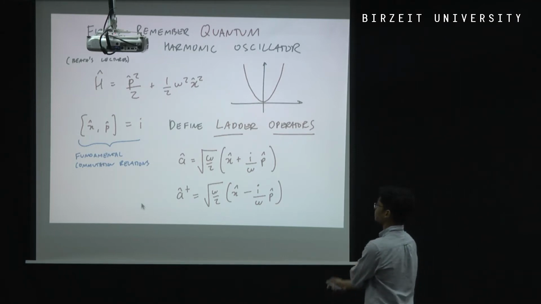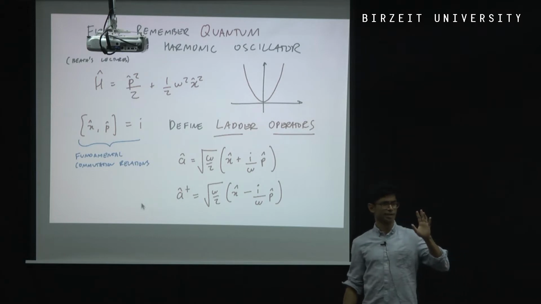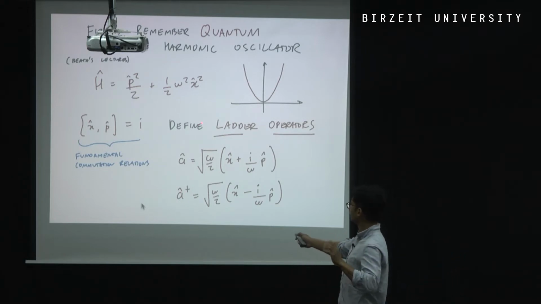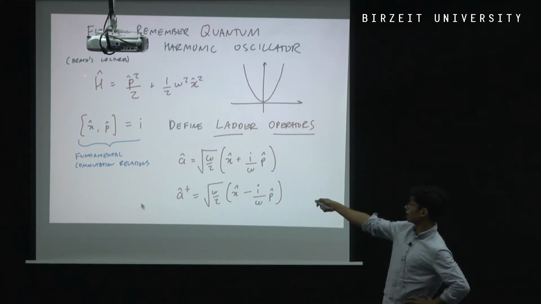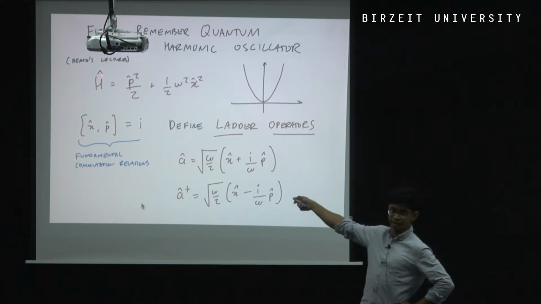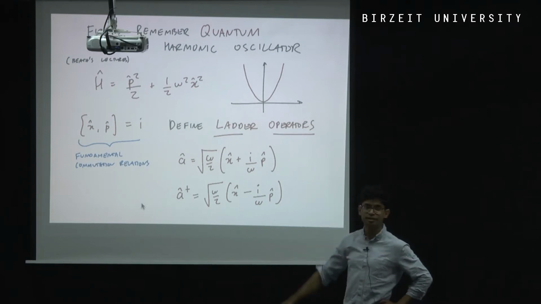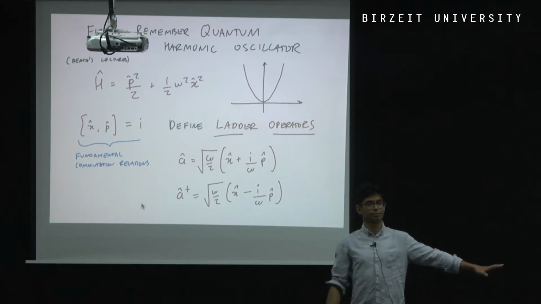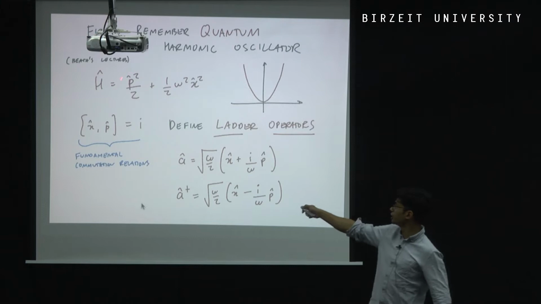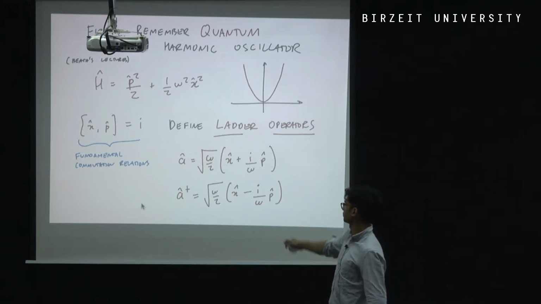And this all came up in Beata's lectures from a couple of days ago. Let me just remind you of some of these things. The Hamiltonian of the quantum harmonic oscillator is p squared over 2m plus half omega squared x squared. I'm setting m to 1. Okay? So this is the Hamiltonian of the quantum harmonic oscillator.